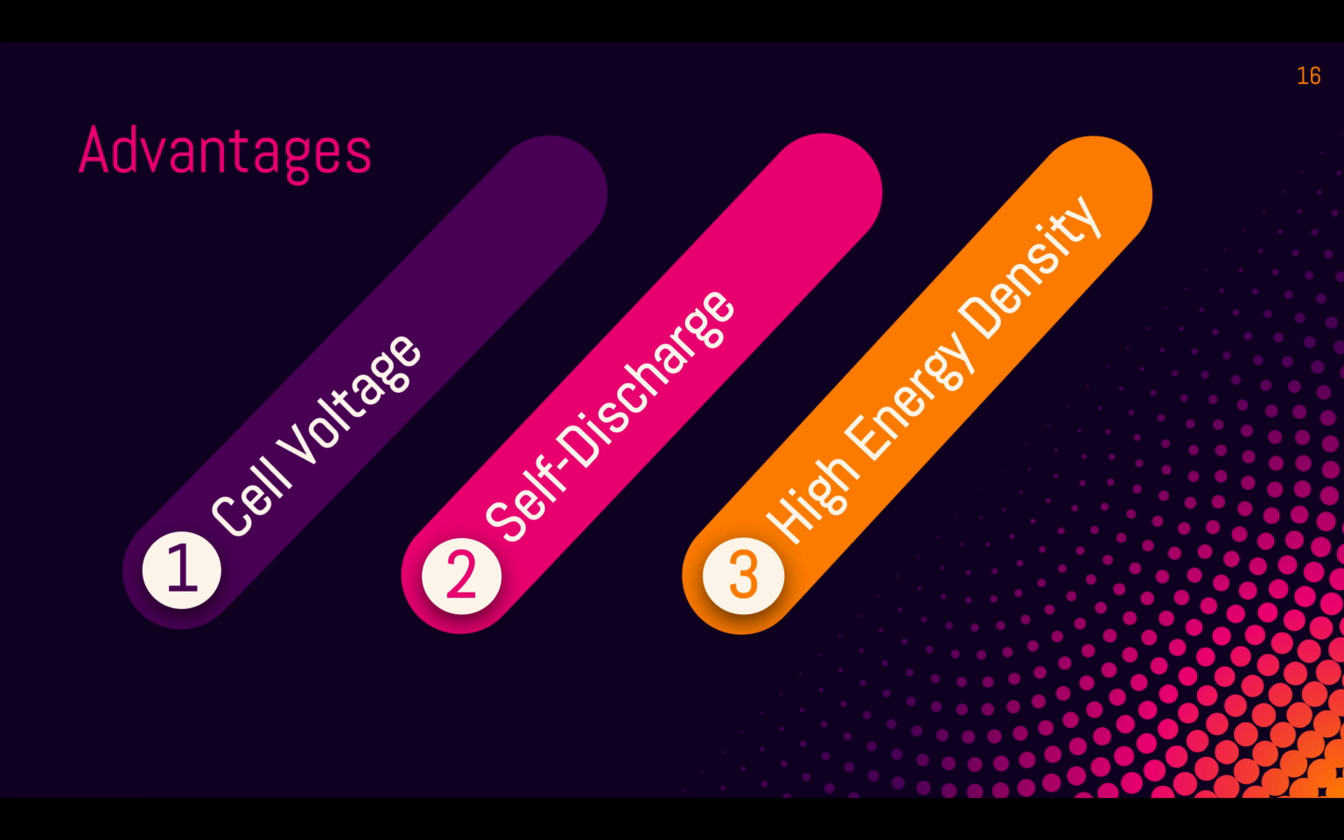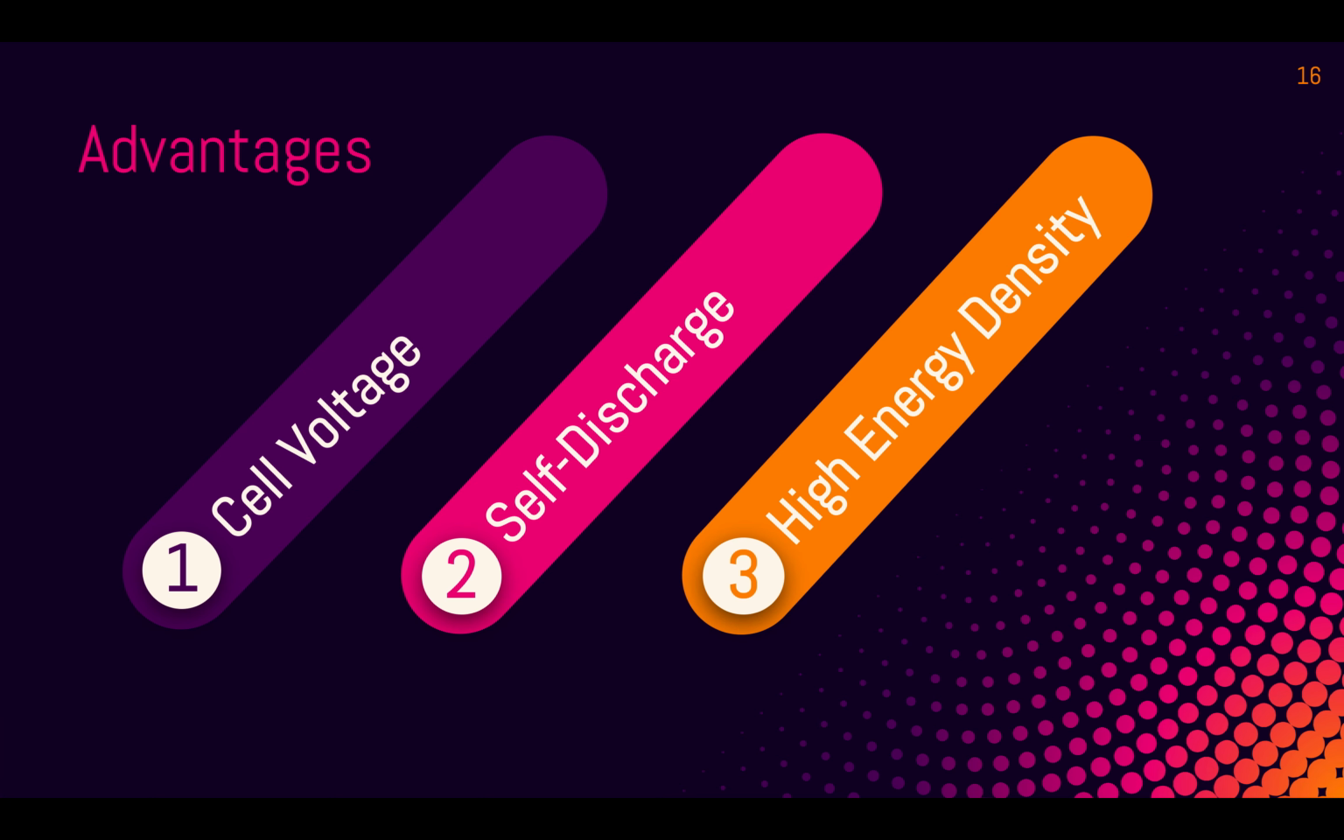The next one is the self-discharge rate. So lithium-ion cells have a much lower self-discharge rate, which means it stays charged for longer. So your smartphone, you charge it overnight, you wake up in the morning, you use it all day, and it takes forever for the battery to discharge. And then you've used it the entire day without having to charge it.